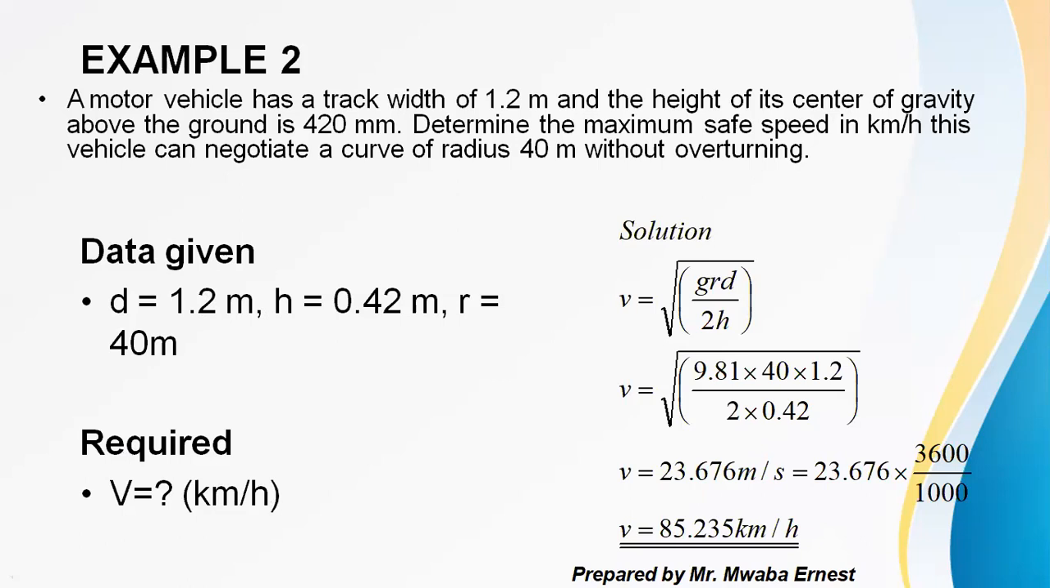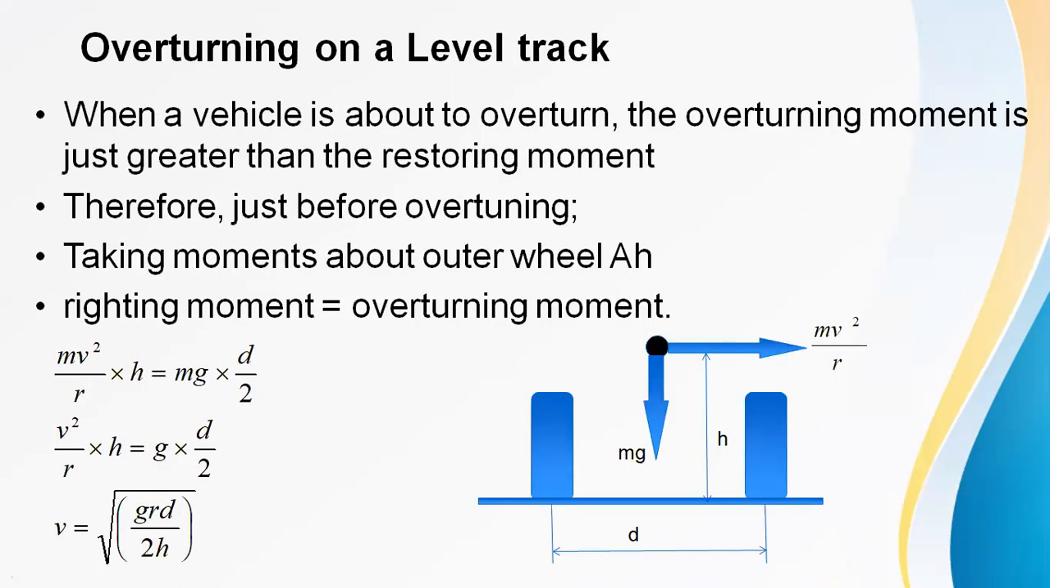So going back to the formula that we're supposed to use, overturning, if you go back to our analysis here, taking moments about here, this overturning moment and the righting moment are just supposed to be equal when we're at the point of overturning. So to get the maximum safe speed, that's how come we took moments about this outer wheel. Then this restoring moment, which is mg times d over 2, is supposed to be equal to this multiplied by that. And that is the formula we have there, which is v being equal to the square root of gRd divided by 2h.